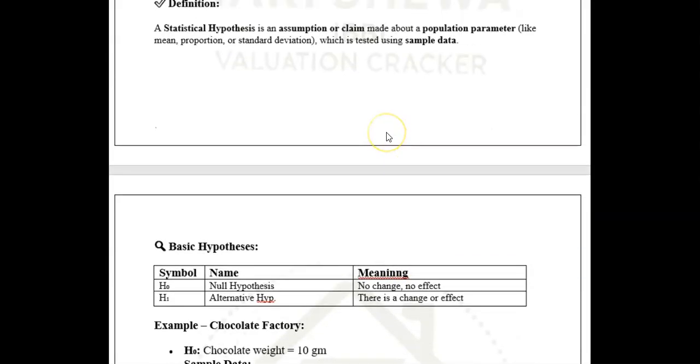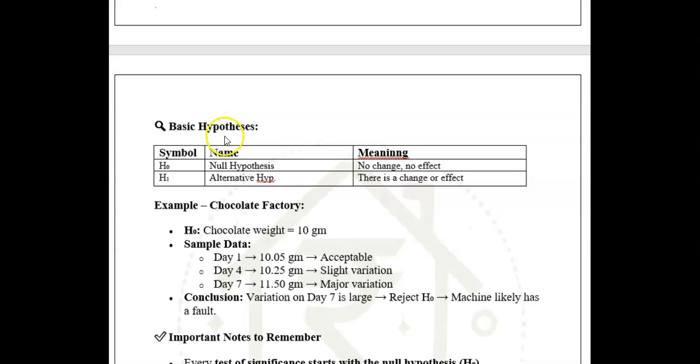So, two types of hypothesis are there in a test of significance. These are called the null hypothesis and the alternative hypothesis. The null hypothesis symbol is H0. H0, the null hypothesis, means no change, no effect. For the null hypothesis, you assume this is the base or a benchmark.